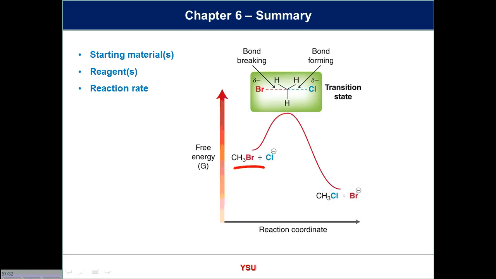Okay, starting materials over here, products over there. Reagents might be something like HCl, it might be something like NaCl. We'll see that as we go. Reaction rate, the rate of the reaction is dictated by the height of the highest barrier. In chapter 7, we'll define the rate determining step in more detail. The rate determining step is always the slowest step. Right? It's always the slowest step of any of the number of steps in a reaction. That comes again in a minute.